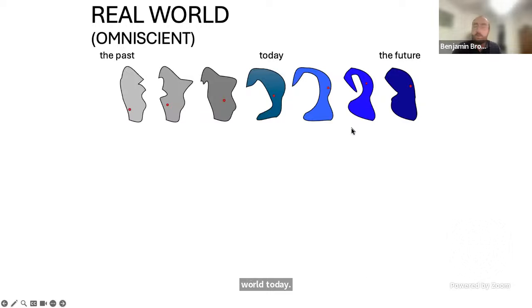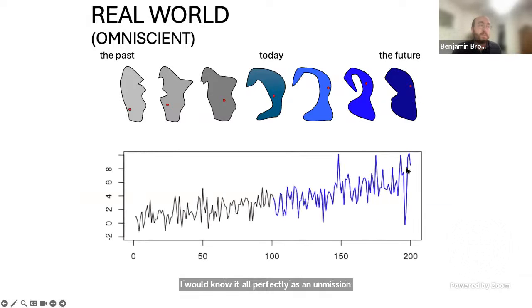And if I wanted to know, let's say, the temperature outside my window today, into the past and the future, I would know it all perfectly as an omniscient being. And I would be able to produce a single line representation of temperature change over time. It would be perfect because I'm omniscient. That's a great ideal, but of course, that's not how we exist in the universe.